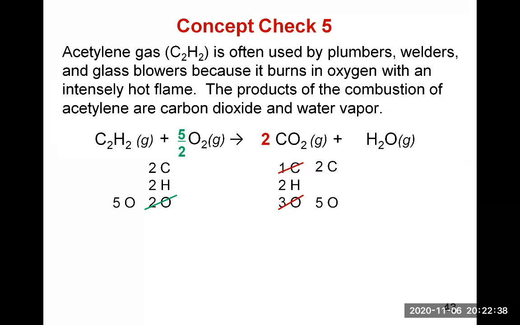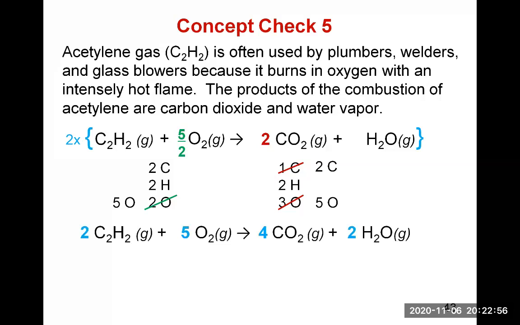However, as we said, we cannot have coefficients that are fractions. So we need to get rid of that fraction. And so for this, we will need to multiply all the coefficients by 2 to get rid of the 5 over 2. So then it's going to be 2 C2H2 plus 5 oxygen, because 2 times 5 over 2 is 5, gives 2 times 2, 4 carbon dioxide and 2 molecules of water. And so this way it's balanced.